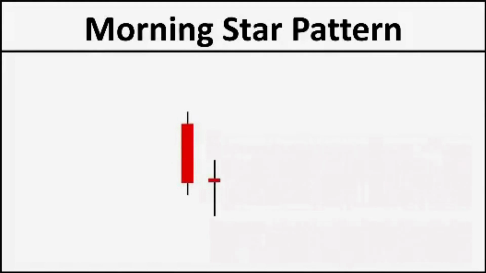Doji means a candle which has a very small body but a huge wick. And after the doji, a complete green candle is formed, which is of course bullish in nature. And this is what completes the pattern, the morning star pattern.